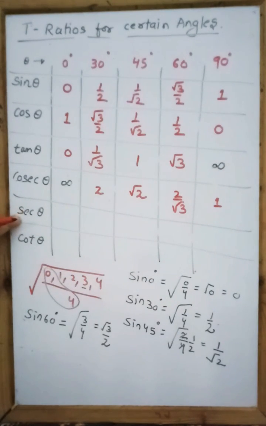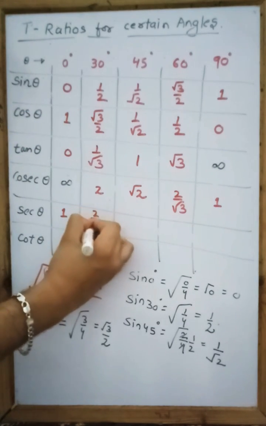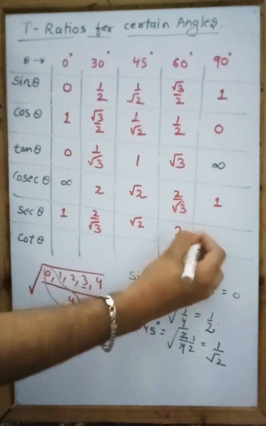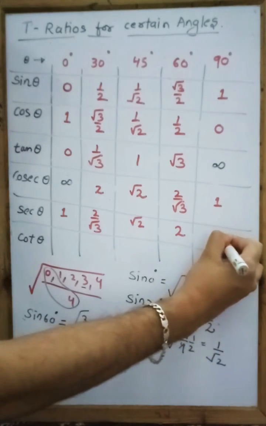Then we have secant theta, that is the reciprocal of cos theta. So reciprocal of 1 is 1 only. Root 3 by 2 becomes 2 by root 3. Then again we have root 2, then 1 by 2 becomes 2, and then the reciprocal of 0 will again become infinity.